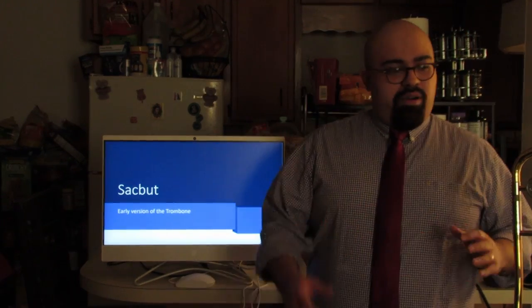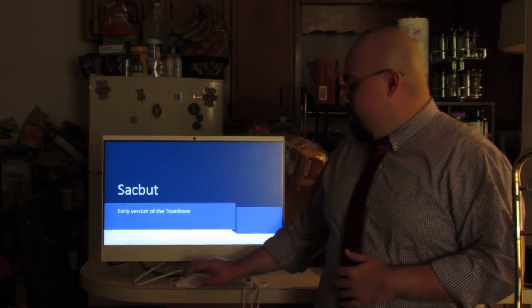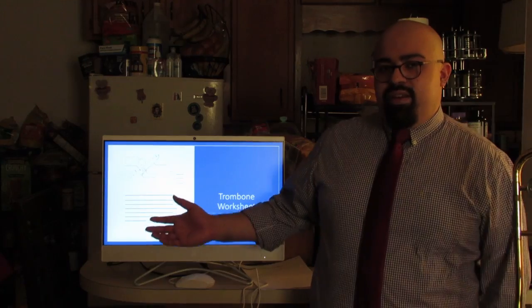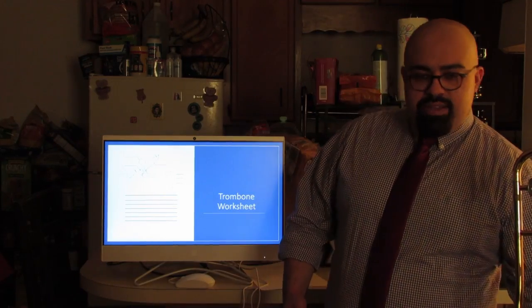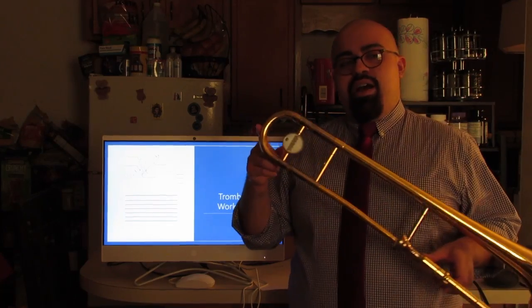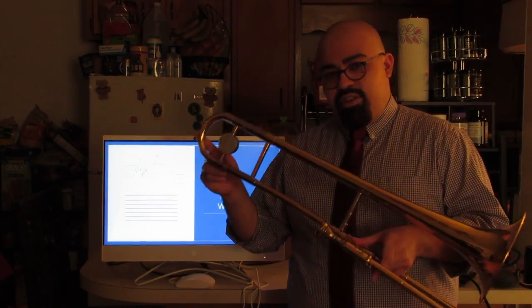Okay, so now we're going to take a look at the different parts of the trombone, going from top to bottom. And for that, we're going to use the worksheet that I passed out. Okay, and we're going to play Follow the Leader with the instruments that are right next to you as I point out and show everyone the part of the instrument. I want you to do the same with the instrument next to you.